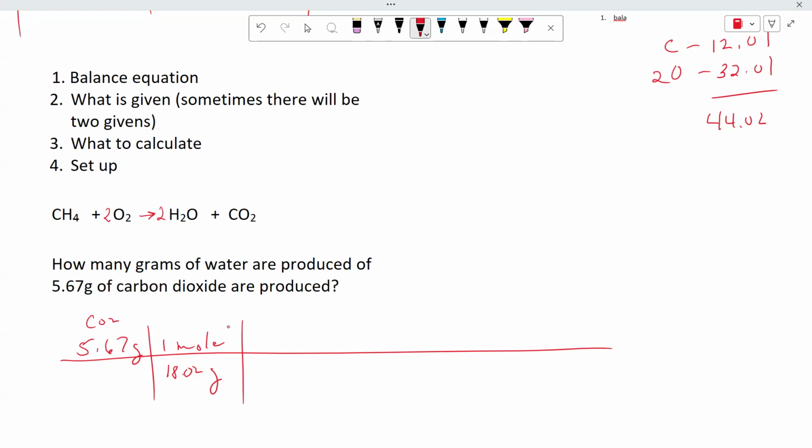Okay, so now we have moles of carbon dioxide. Now we need to go to the balanced equation to get the ratio of water and carbon dioxide. That's the next step in the middle. So this step is given to moles. This step here is from the periodic table. If that's carbon dioxide, why does it say water? Oh, because I goofed up.